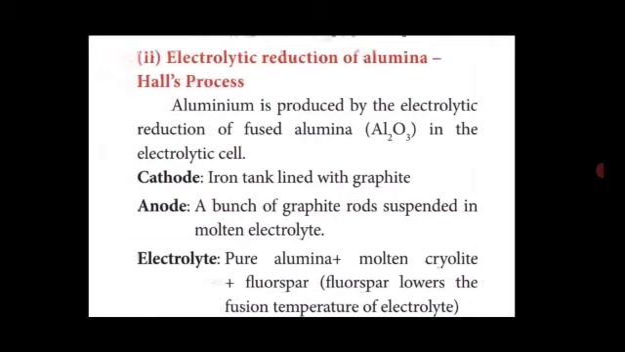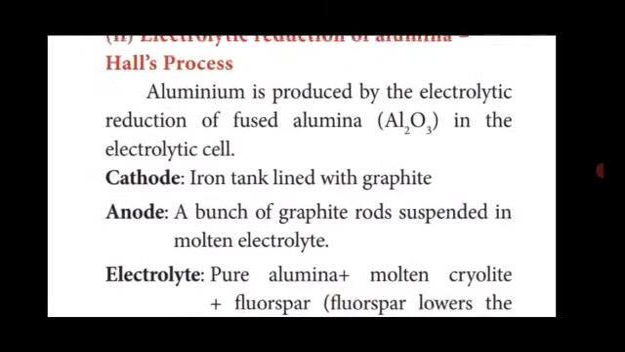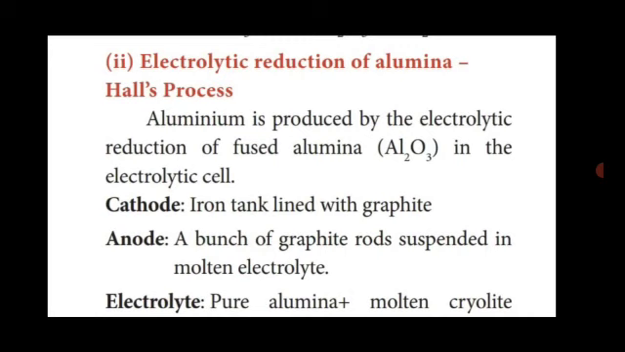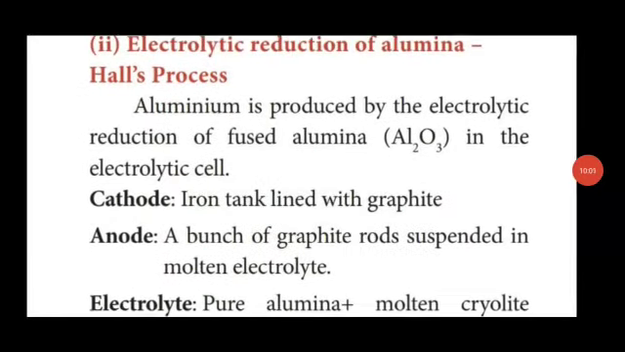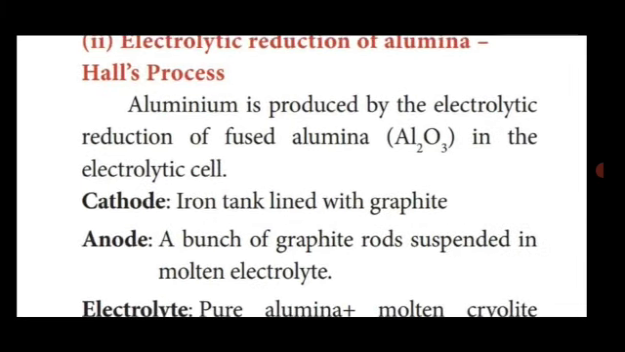Next, let us learn about the second step. What is the second step? The second step is the Hall process. Electrolytic reduction of alumina. What is the formula of alumina? Al2O3. The process name is Hall's process. Aluminium is produced by the electrolytic reduction of fused alumina, formula Al2O3, in the electrolytic cell.